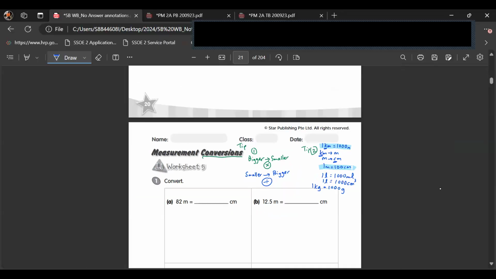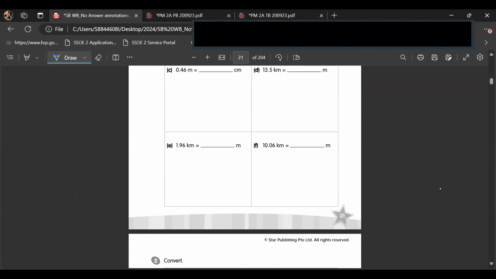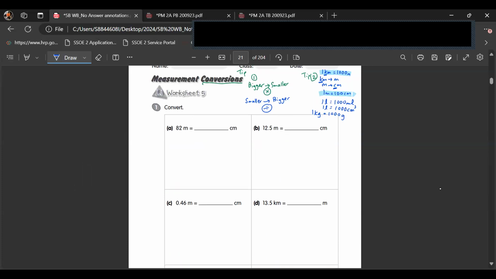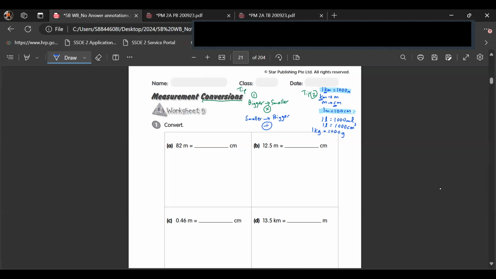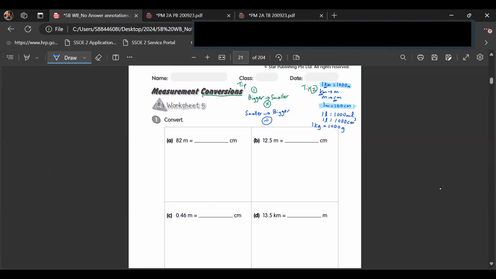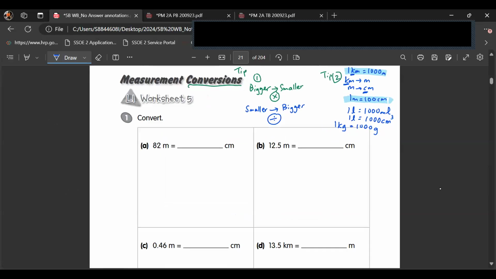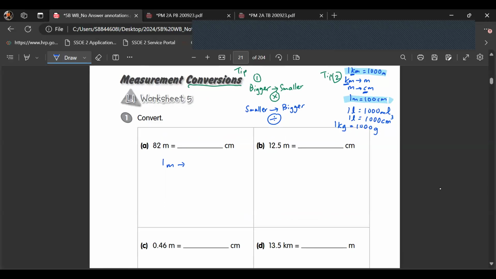Okay, right. So on this first page, these are all bigger unit to smaller unit. Meter to centimeter, meter to centimeter, kilometers to meters, kilometers to meters. But the difference is for meters to centimeter. 1 meter is equivalent to 100 centimeters. So 82 meters will be 82 times 100. That will be 8,200. So bigger unit to smaller unit, multiply.